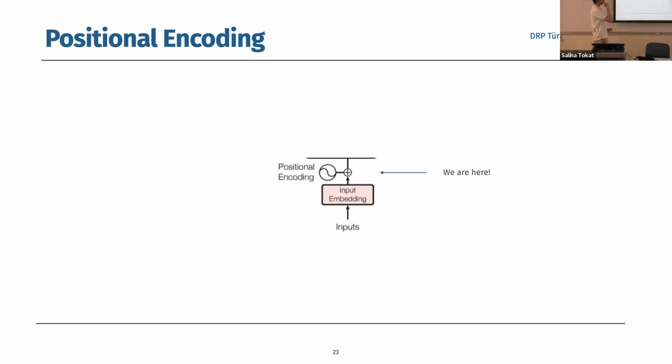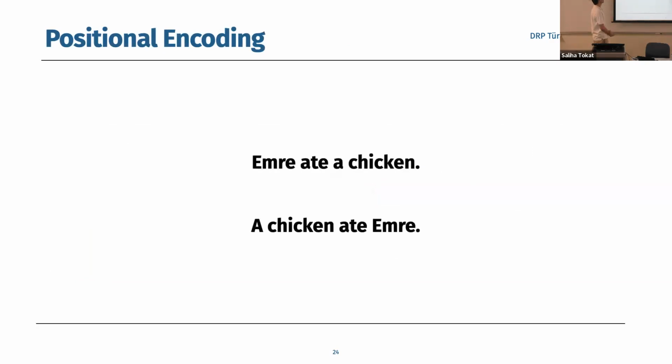So we did the embedding part. Now here's the positional encoding. Notice we didn't add any information about the position of the words. For the human eye, we see that "Emre eats" and "eats Emre" have different meanings, but our model doesn't know that. So we have to add some information about the word position.